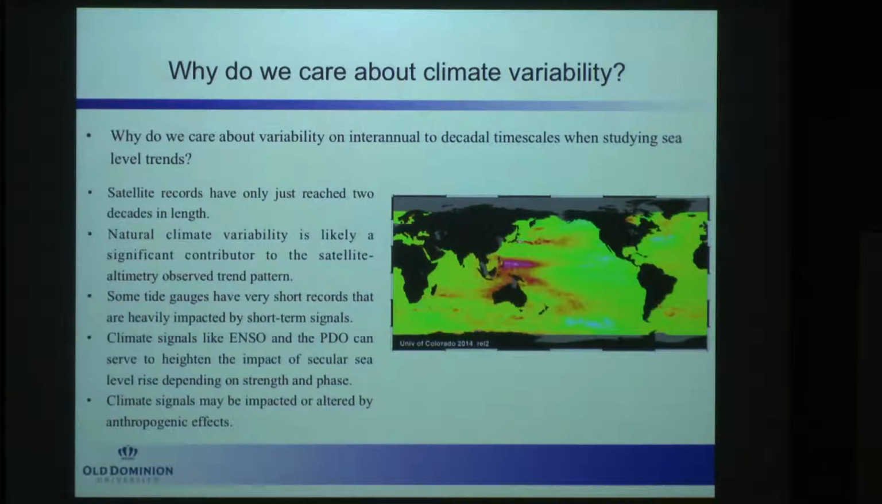And as I showed earlier, some of the tide gauges have very short records that are heavily impacted by short-term signals. So if we use those gauges in our reconstruction, or if we're using them for global mean sea level, are they really giving us a good representation of the long-term trend, or are they just showing us a trend related to climate variability?